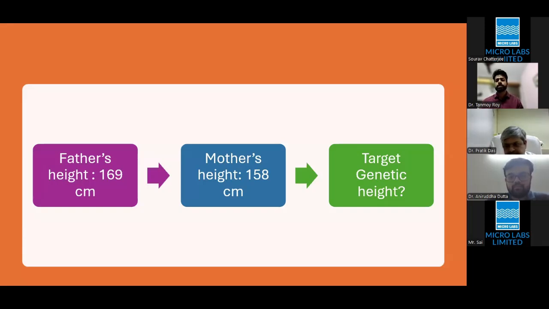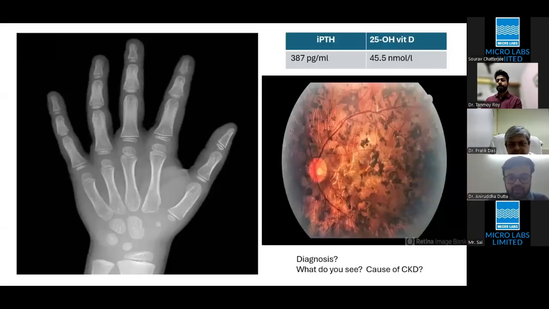It will be around 164, 165. You can target plus 5, sir. So it will be around 169, 170 that will be the target. You have to calculate the growth potential, the target genetic height of that particular patient, and how much the deficit is.